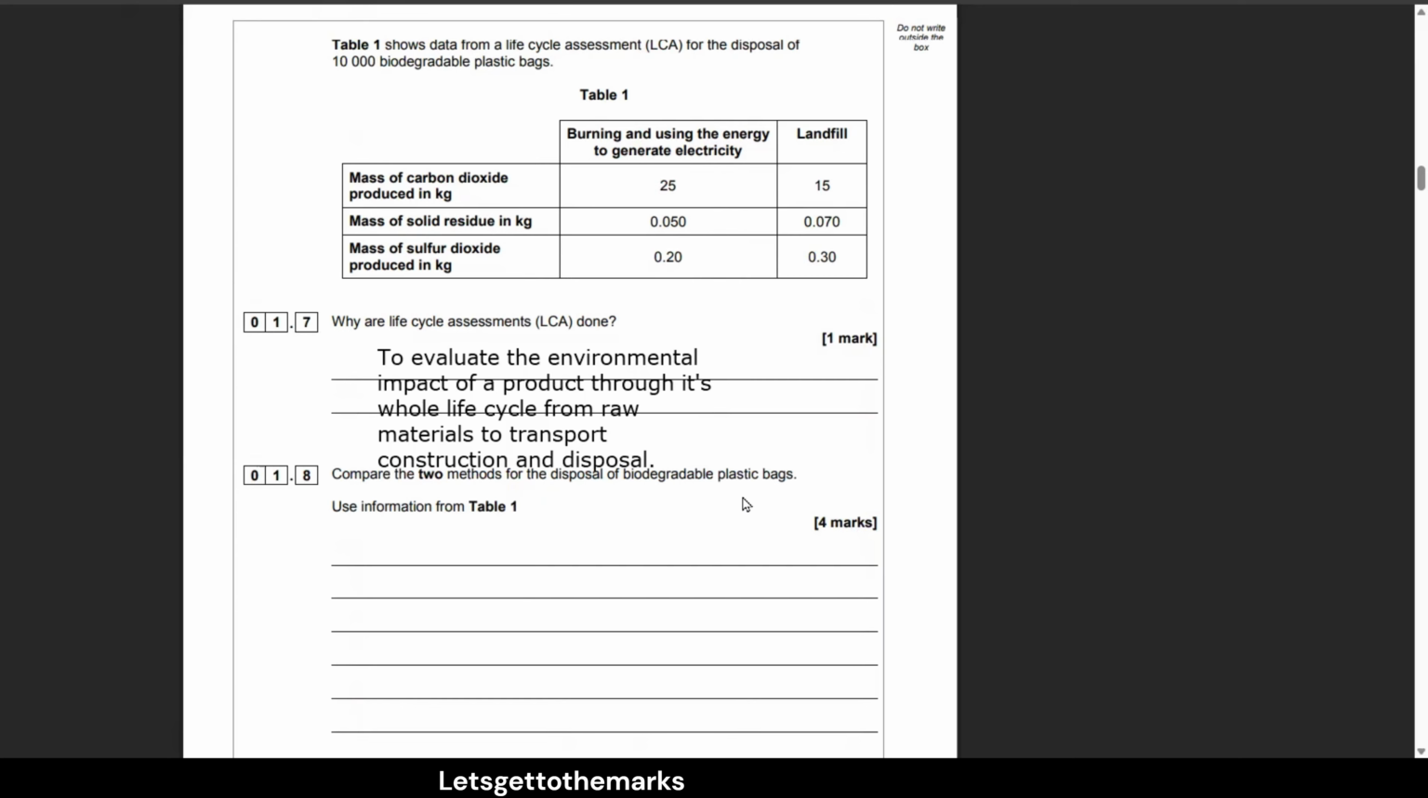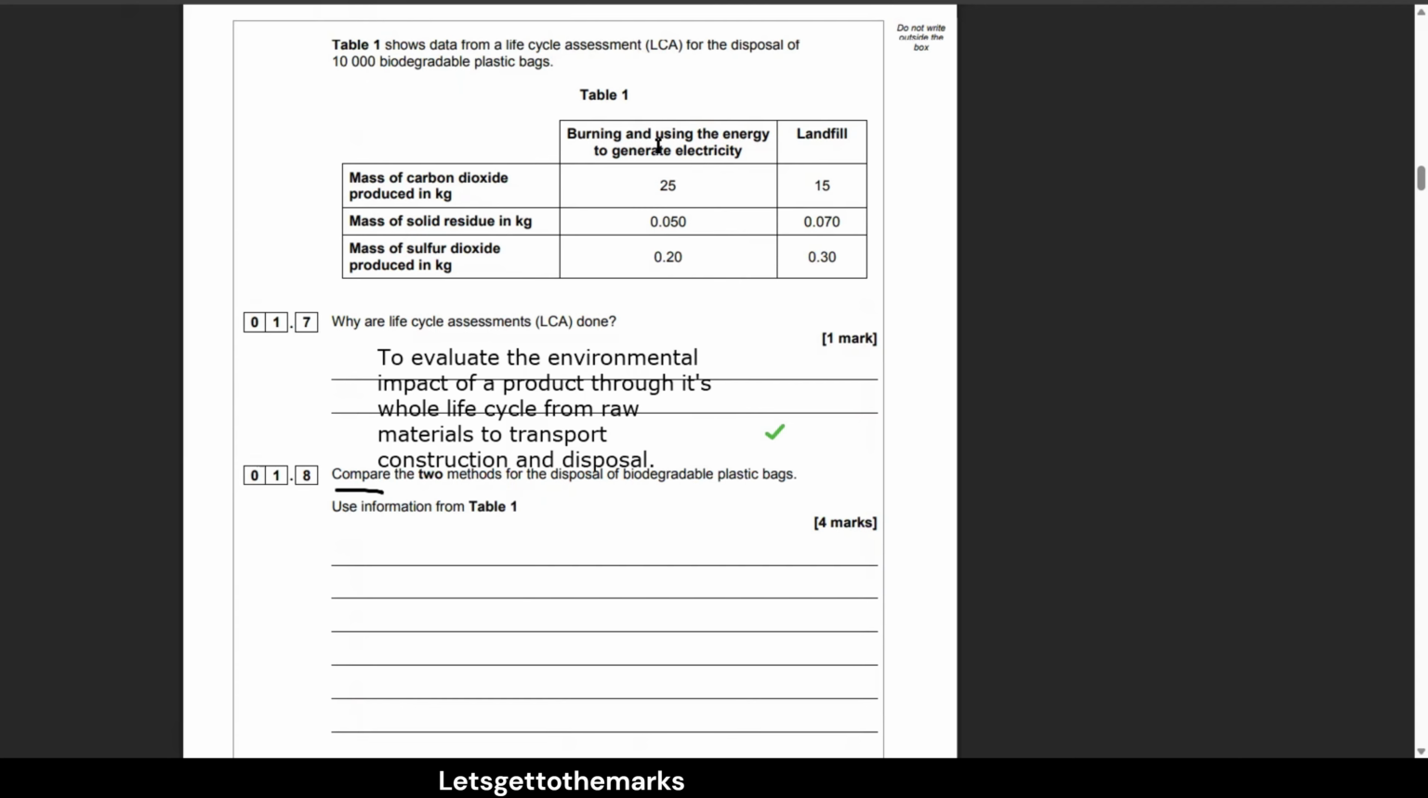Okay, let's move on. Compare two methods for the disposal of biodegradable plastic bags. Use the information from table 1. So we want to compare. Now it just says compare, so we literally are just going to say what is the same and what is different about each. Okay, compare the two methods of disposal.